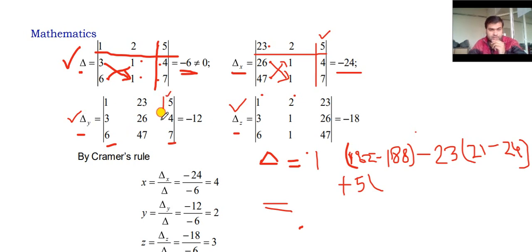So we hide this column and its row. 3 is multiplied with 47. So 3 multiplied with 47, that is 141, minus 6 multiplied with 26, 156.